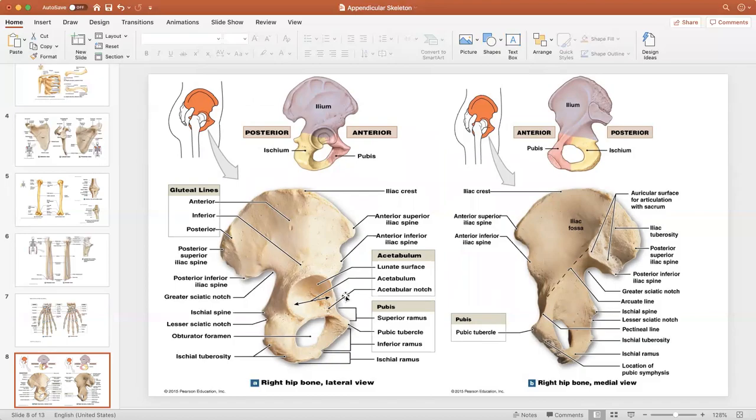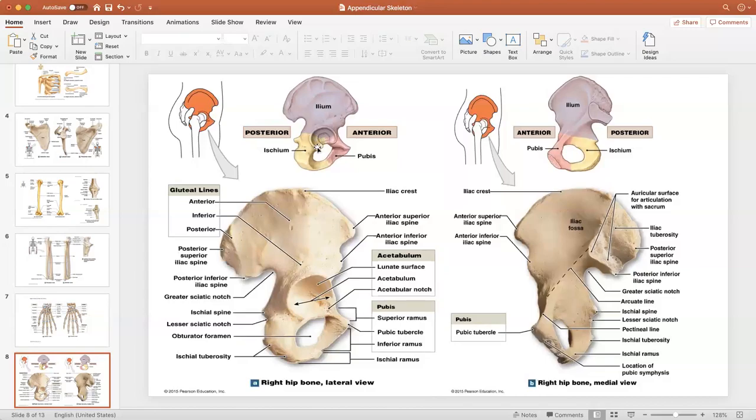This is made up of 3 different bones that kind of fuse to be one. All right, we have the ilium, which is the most superior. Then we have the ischium, which is the posterior, and the pubis, which is the anterior. Okay, and they all combine at the acetabulum. So all 3 bones make up the acetabulum. This is where the femur inserts. Okay, this is your hip joint.